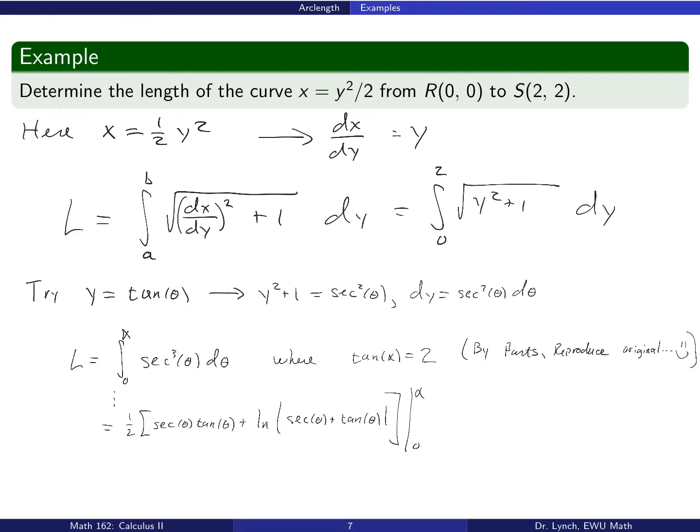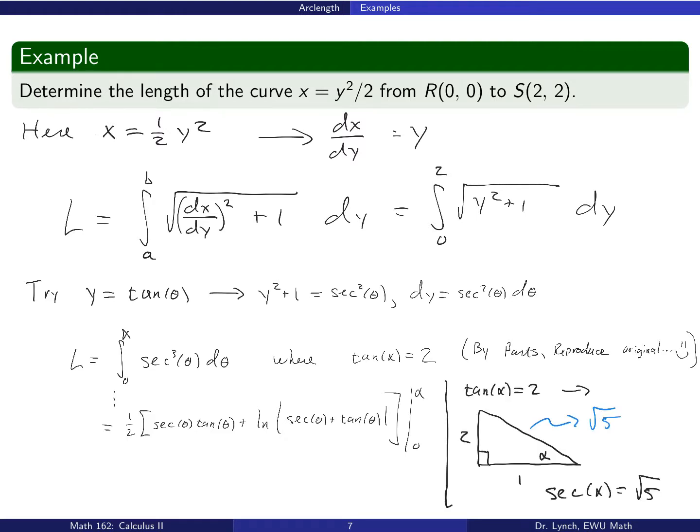Now, of course, if we know that tangent of alpha is 2, we can construct an expression for the secant of alpha also. We see that when tangent alpha is 2, of course, the hypotenuse of the corresponding triangle is the square root of 5. That tells us the secant of alpha, the hypotenuse over the adjacent, is square root of 5. And this allows us to write our expression in terms of 2's and square roots of 5.